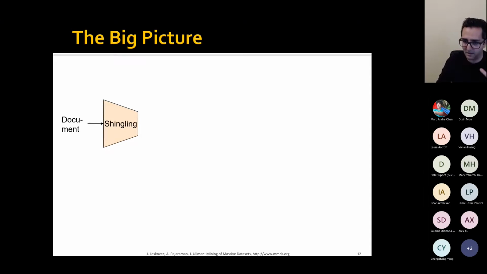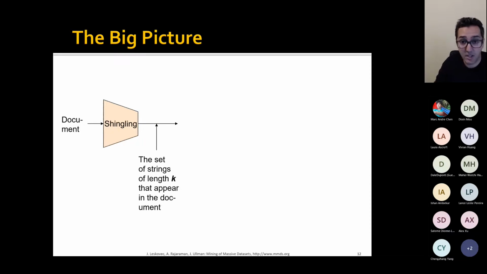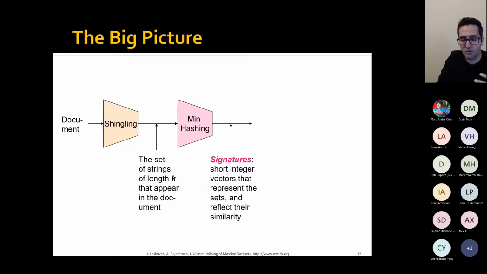Usually when we work with big data problems, the first step is to somehow represent the thing that we're working with, right? So how do you want to represent the documents? We use something called shingling. Shingling actually converts documents into a bunch of sets, okay? And then in the next step, called minhashing, we take these sets and we create small integer signatures. So it's kind of a compression method.